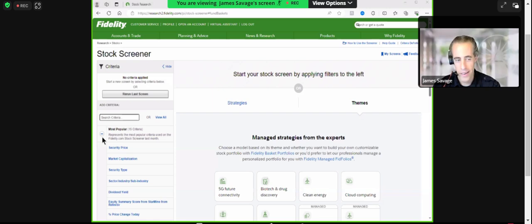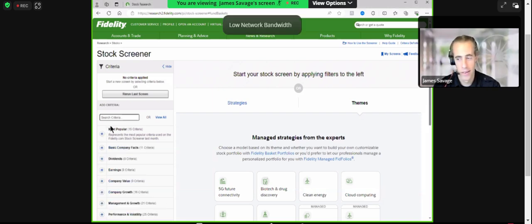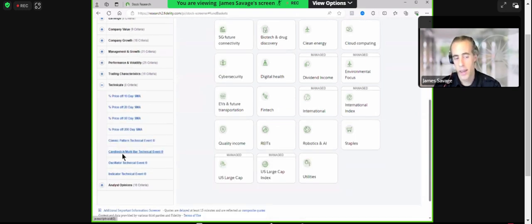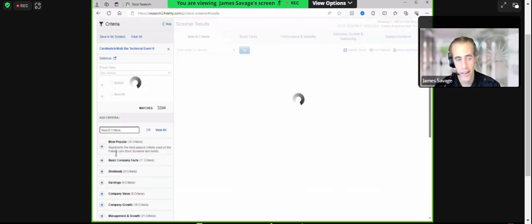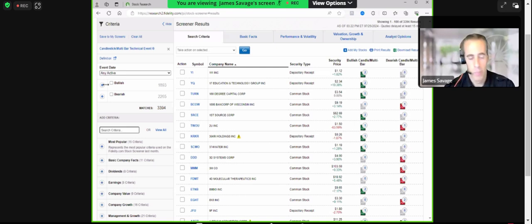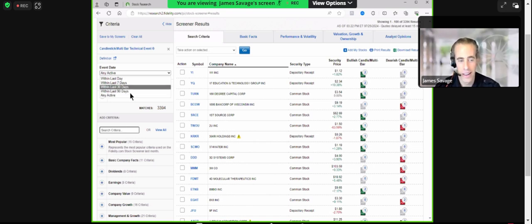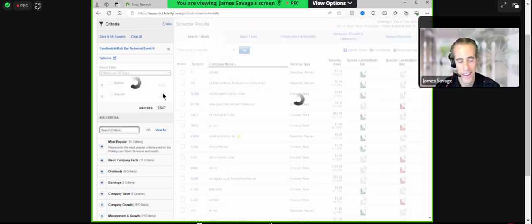If we want to specifically find maybe a candlestick pattern, we can go down and find the technicals category. And we have both candlestick and multi-bar technical events. Now we only talked about candlesticks today, so I only want to focus on that. And as you can see, it's broken up between bullish and bearish and an event date within the last day, 7 days, 30 days, or 90 days. I'm going to maybe choose 30 days here, so something over the past month.